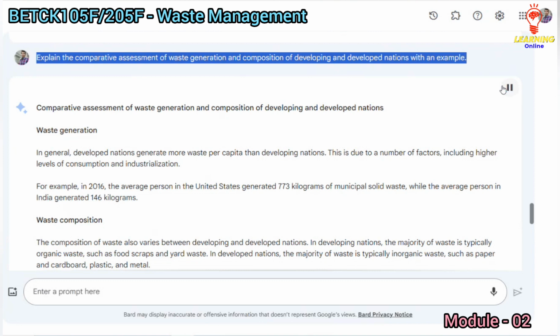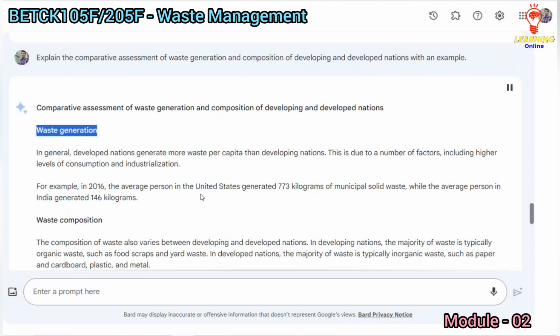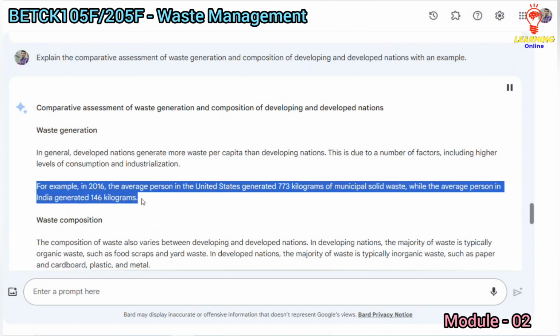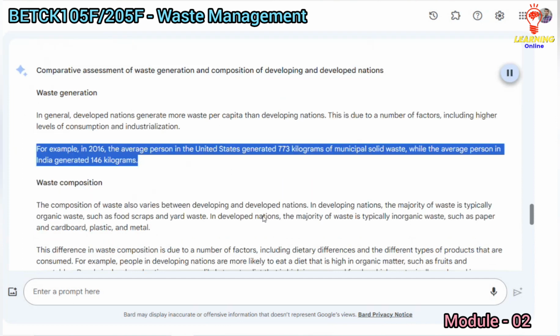Comparative assessment of waste generation and composition of developing and developed nations. Waste generation: in general, developed nations generate more waste per capita than developing nations. This is due to a number of factors, including higher levels of consumption and industrialization. For example, in 2016, the average person in the United States generated 773 kilograms of municipal solid waste, while the average person in India generated 146 kilograms.